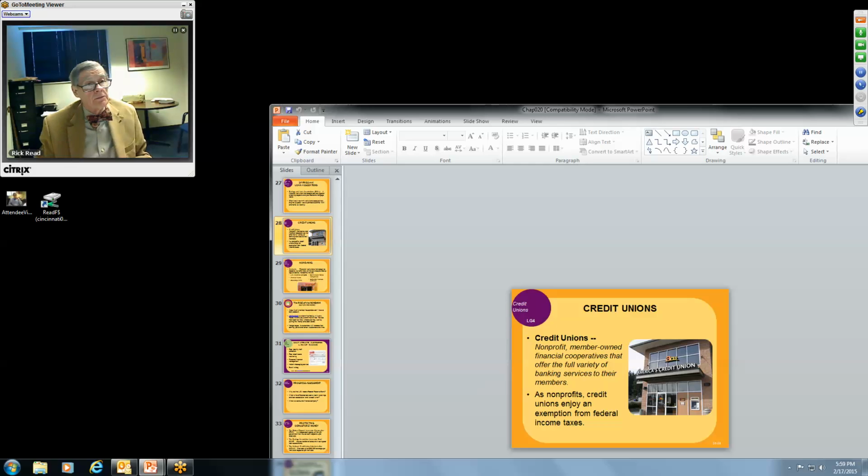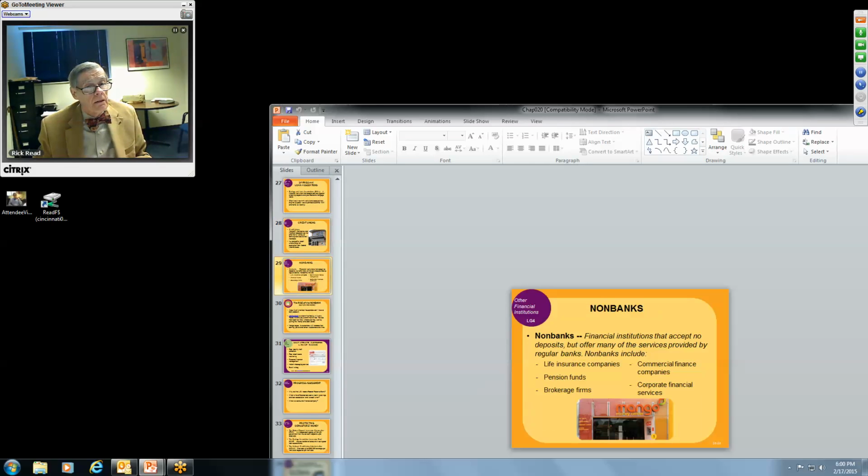Non-banks, we have a lot of this going on today. Financial institutions that accept no deposits, but offer many of the services that traditional banks and savings and loans and credit unions do. And it lists them here: life insurance companies, commercial finance companies, et cetera, et cetera.